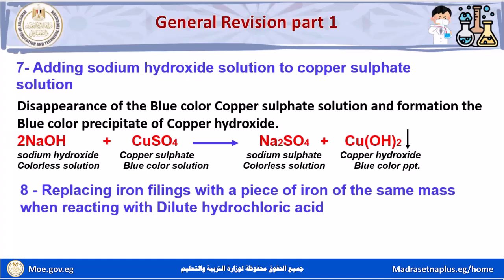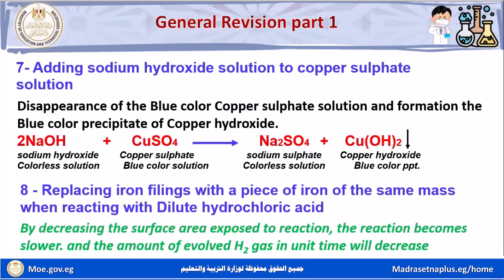Question number 8. Replacing iron filings with a piece of iron of the same mass when reacting with dilute hydrochloric acid. By decreasing the surface area exposed to reaction, the reaction becomes slower and the amount of evolved H2 gas, or hydrogen gas, in unit time will decrease.